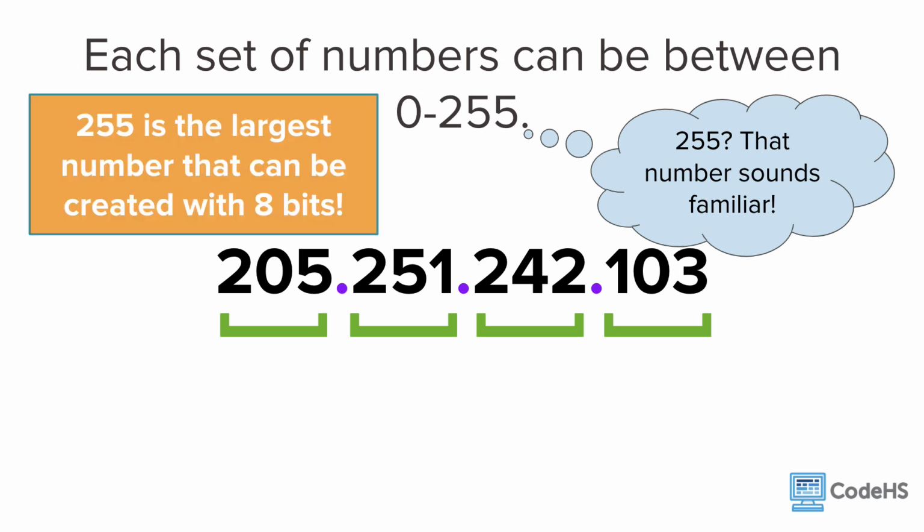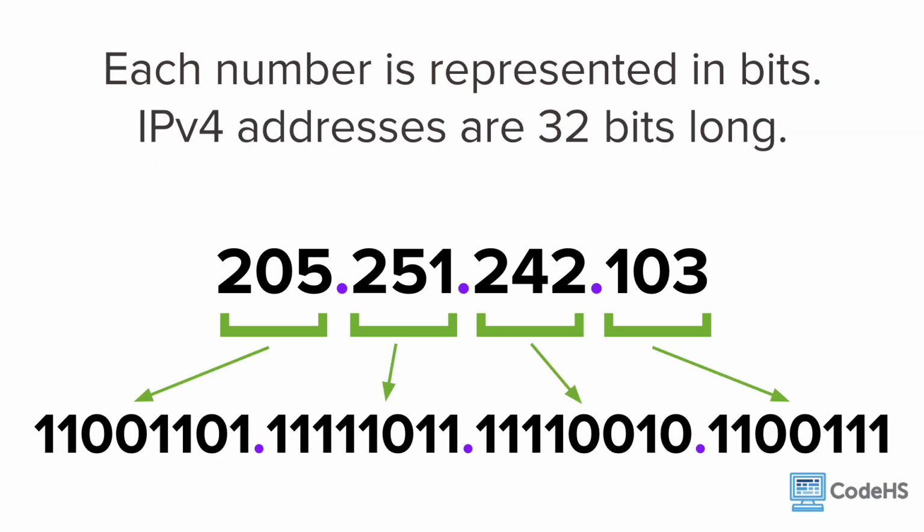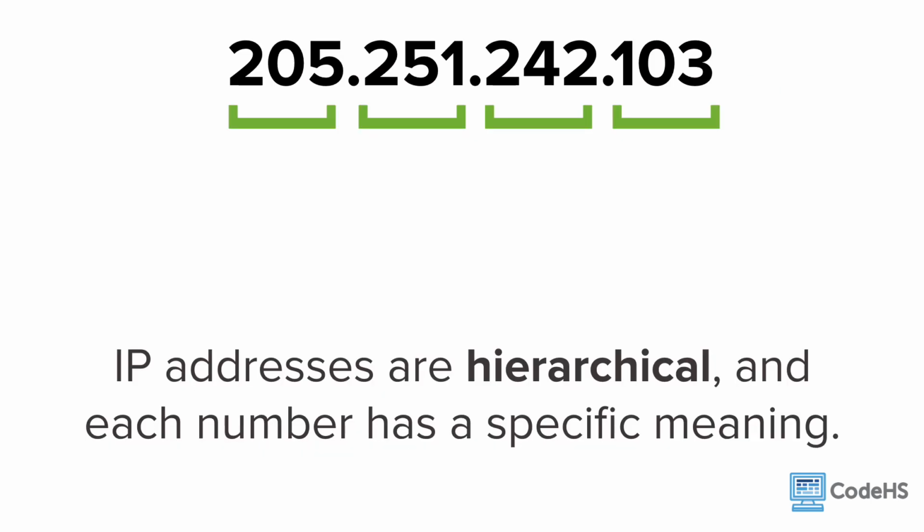255 is the largest number that can be created with 8 bits. With this in mind, each number can be represented by 8 bits. This makes sense because computers only understand binary. If each number can be represented in 8 bits, then IPv4 addresses are 32 bits long, or 8 bits times 4 numbers. Just like a postal address, IP addresses are hierarchical, and each number has a specific meaning.